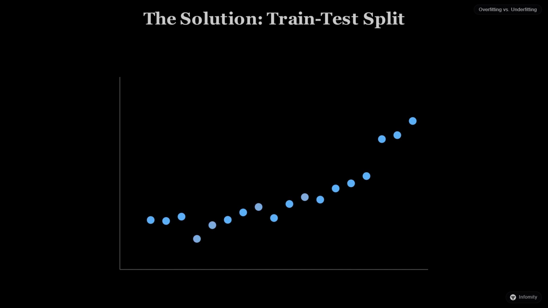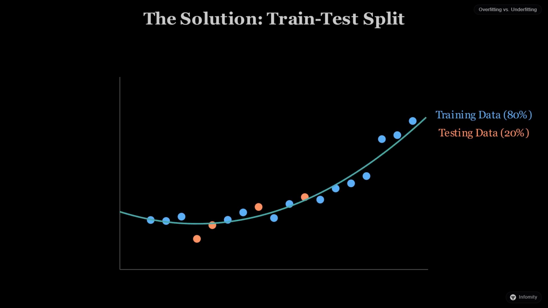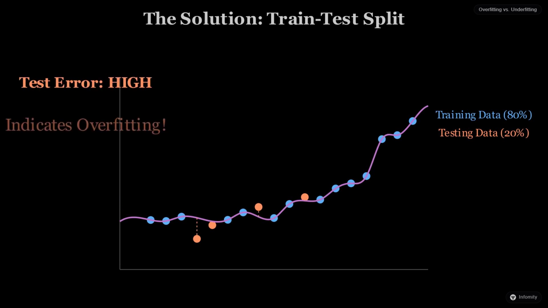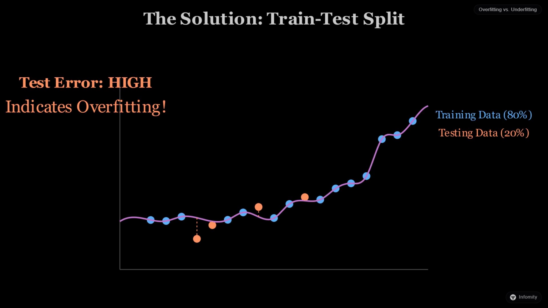How do we detect underfitting and overfitting? We split our data into a training set and a testing set. We train our model exclusively on the training data. Then, we evaluate its performance on the testing data, which the model has never seen. An underfit model performs poorly on both. An overfit model shows excellent performance on training, but significantly worse on the unseen test set, indicating it failed to generalize. This split is critical for reliable evaluation.